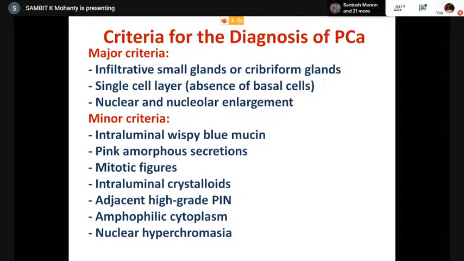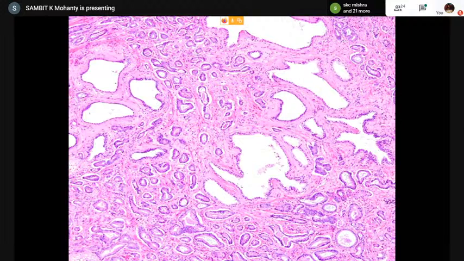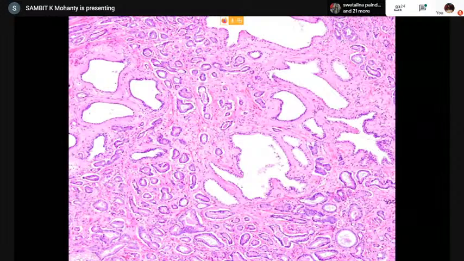Then, presence of pink amorphous secretions, intraluminal blue mucin, intraluminal eosinophilic crystalloids, adjacent high-grade prostatic intraepithelial neoplasia, amphophilic cytoplasm, nuclear hyperchromasia. Let's go one by one. So what do you see? You have blue mucin here. This blue-tinged mucin, or the blue stuff which is inside the gland, is what I call blue mucin. And these are infiltrative glands in between.